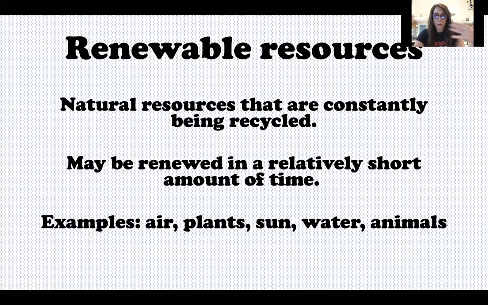Plants and animals are living things, so they can reproduce. We can plant more plants, or we can plant more seeds to grow new plants. Animals can have babies. They are always constantly being recycled. Water, even though we do have a limited amount of water on Earth, it is always being recycled through the water cycle. So these are resources that are constantly being recycled.